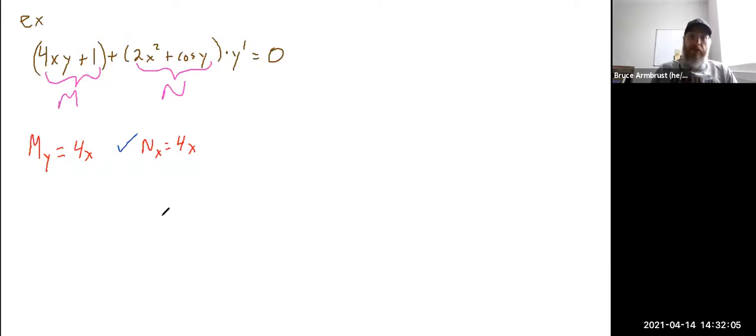All right, so let's get our potential function. I'm going to start by integrating M with respect to x. The 4x becomes 2x squared, and the y is constant, so that's going to be 2x squared y. And then the 1 becomes an x. So again, this is a partial integral, so everything that's not x is just constant.